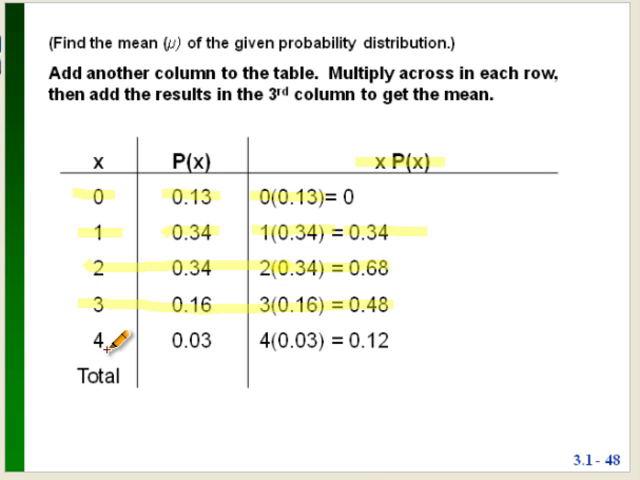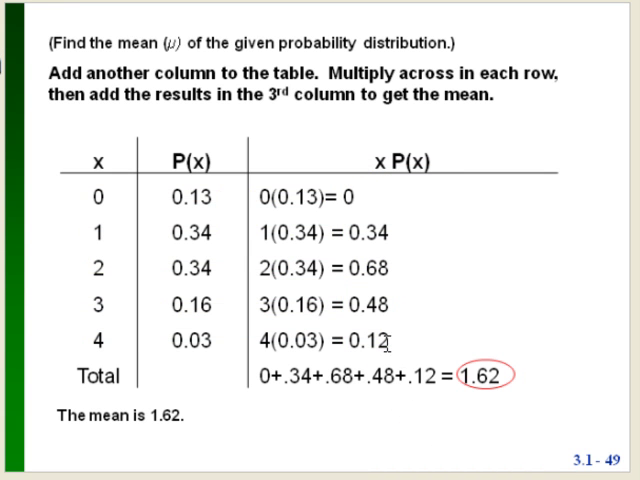So if we just keep multiplying across, then once we've done all that multiplication, we're going to take these results and add. Okay, so if we add all of those results that we got, that adds up to 1.62, and that's our mean. So we're done. So basically, you just multiply across, then you add, that gives you your mean for your probability distribution.